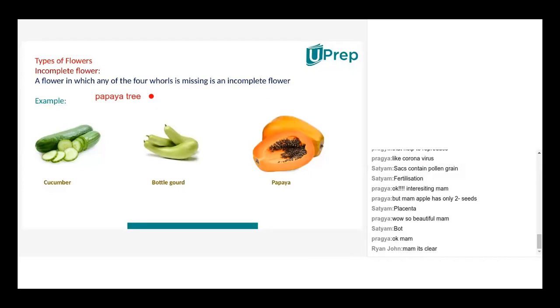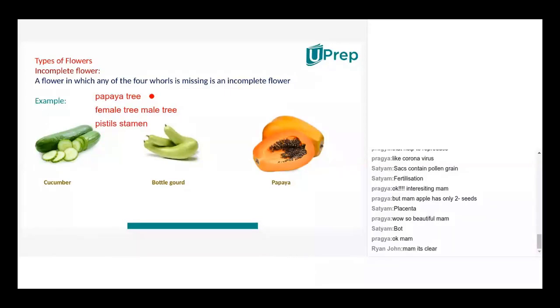For example, a papaya tree is incomplete. A papaya tree will be of two types, which will have either a female tree or a male tree. Correct. Now, in case of a female tree, the flowers will have what? Pistils only, right? It will have only pistils. The male tree, what will it have? The male tree will have only stamen. Correct. This will undergo fertilization and this will produce fruits.